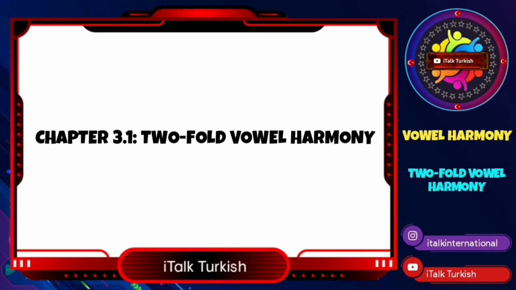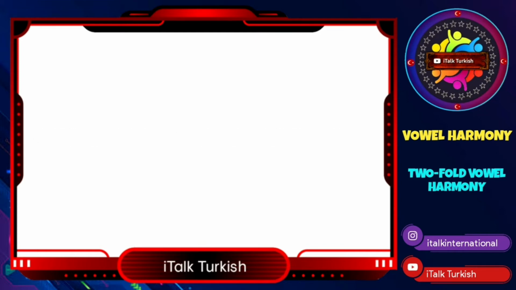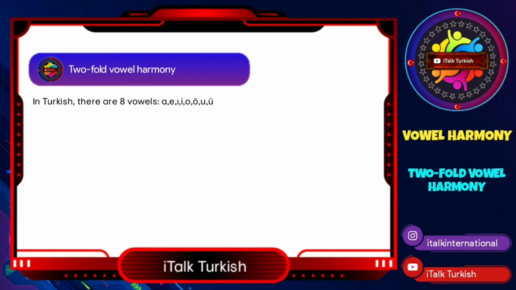Hello. We are in the first course of chapter 3. We are going to talk about vowel harmony a little bit. Before talking about it, let's talk about how many vowels there are in Turkish. Firstly, the Turkish language has 8 vowels: A, E, I, İ, O, Ö, U, and Ü.